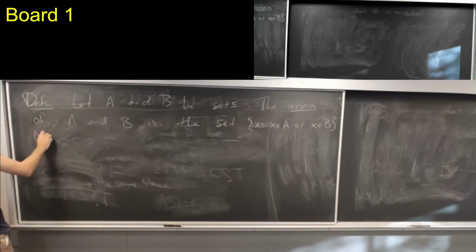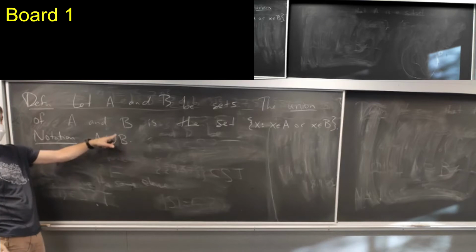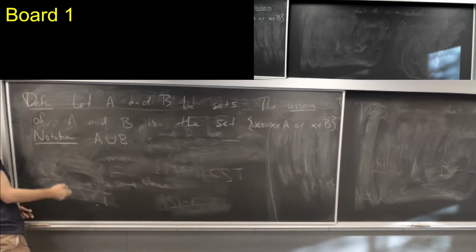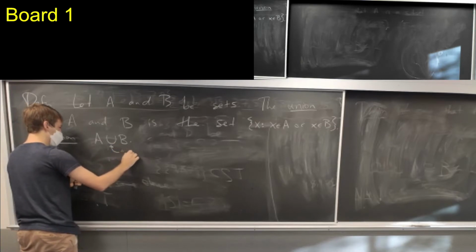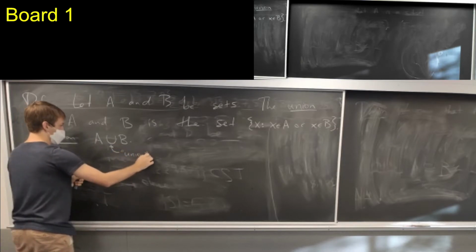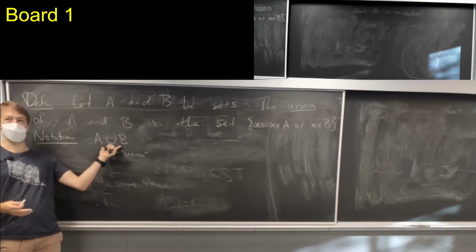And the notation for this is A with a U, but not like this kind of U, just like a cup kind of thing, and then B. When you read this, you should read it as A union B. So is this definition clear? You just take all the things that are in A, all the things that are in B, you put them together in one big set, and it's called A union B.